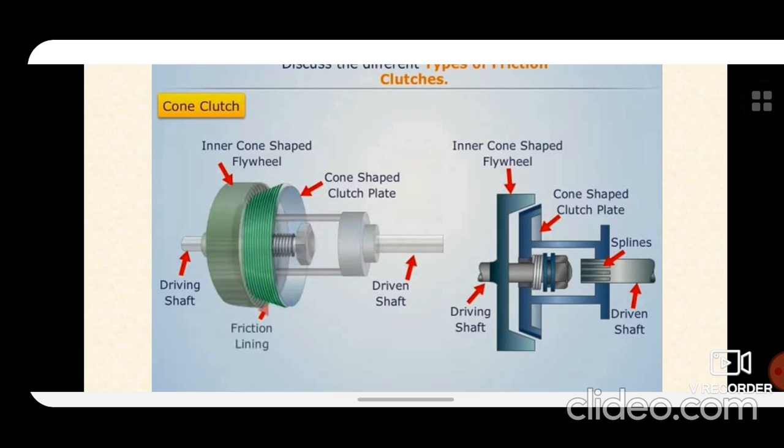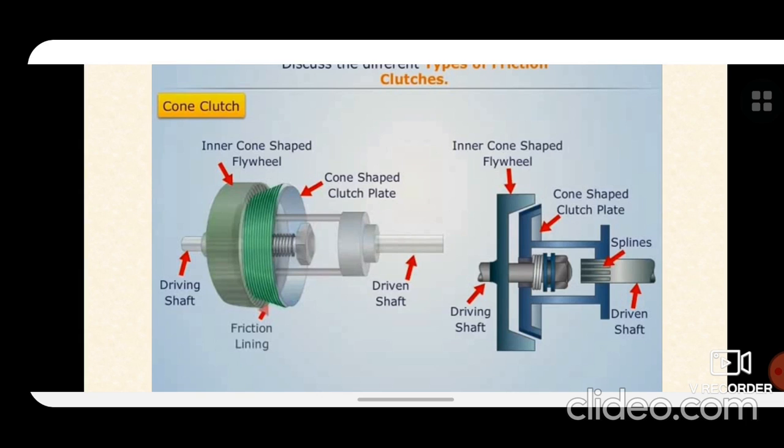So in the engaged position, the male cone is fully inside the female cone, so that the friction surfaces are in complete contact. This is done by means of springs which keep the male cone pressed all the time. When the clutch is engaged, the torque is transmitted from the engine via the flywheel and the male cone to the spline gearbox shaft.